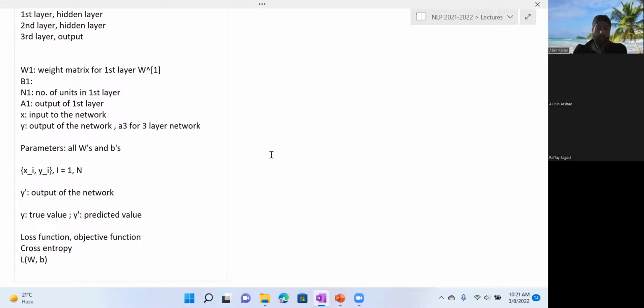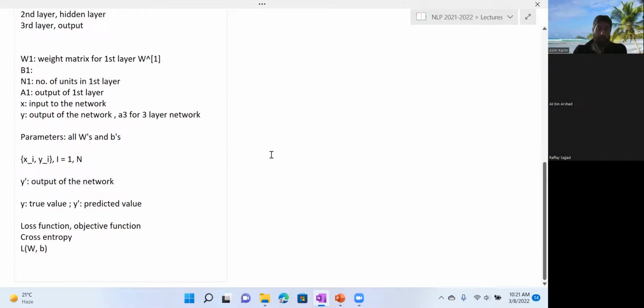Once you have minimized that function, you will get the optimal values for W and B, which I can call W star and B star. Once W star and B star are found, your neural network is trained. Once your neural network is trained, you can use it to make predictions for new inputs. So you will be using these values for W and B while you're doing the inference.